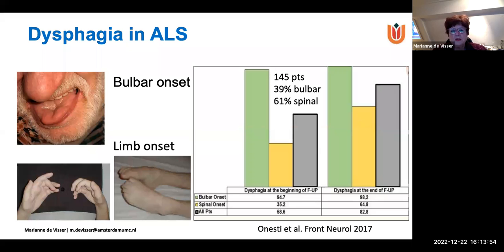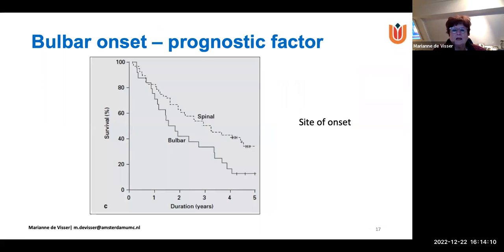The bulbar onset is often associated with atrophy of the tongue, as you can see here in the picture of the gentleman, and there are nearly always fasciculations. Why is this important? Because if there is bulbar onset in ALS, it determines the prognosis, as you can see here on the Kaplan-Meier curve. Bulbar onset of ALS means that there is a reduced life expectancy.